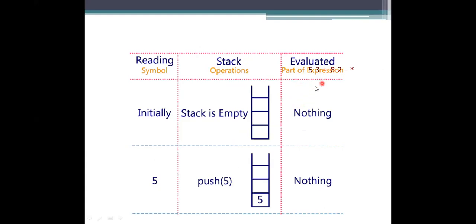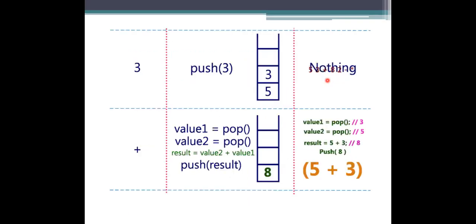On coming to this one, what is the operation we need to perform here? The first thing is we need to take the symbol. The symbol we are considering has to be pushed here. We won't perform any evaluation here. We will perform the evaluation whenever we find an operator.